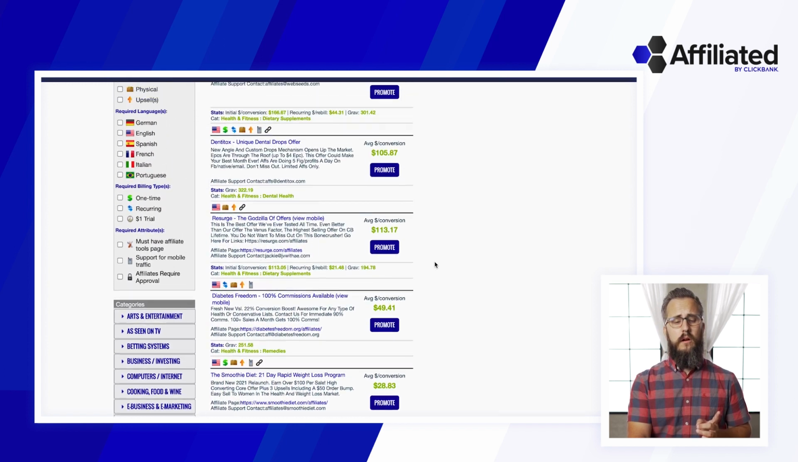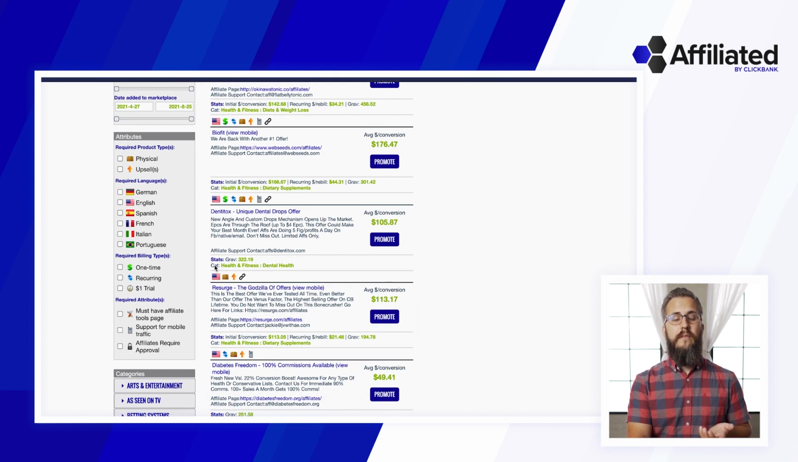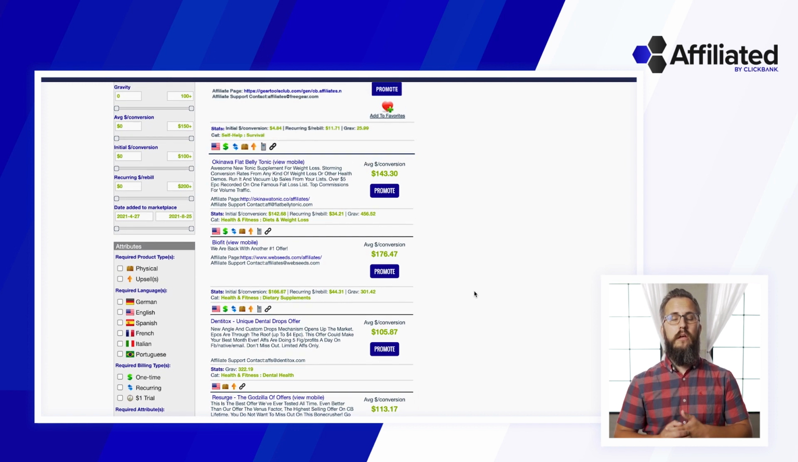The next thing you really want to look for outside payout is actually sometimes these gravity numbers, right? Really large gravity could mean one good thing, but it also can mean a bad thing.